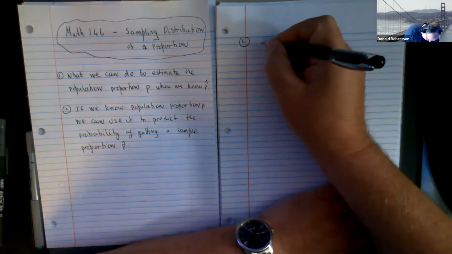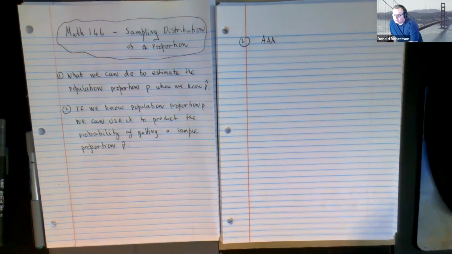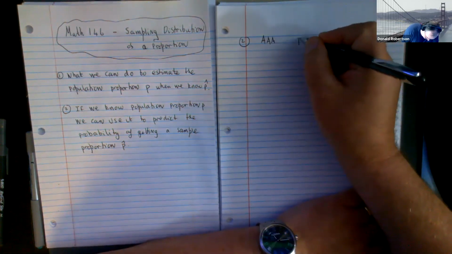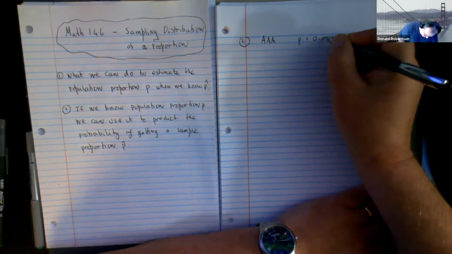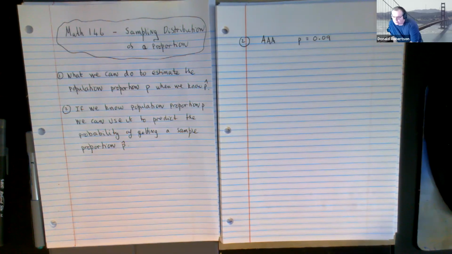Let's suppose AAA, you know, the guys you phone when your car breaks down or you run out of gas or whatever, right? AAA. I think it's AAA. AA is Alcoholics Anonymous. That's a totally different place, right? AAA, car breakdown place. They know that about 9% of the people who have AAA actually use it in any given year.